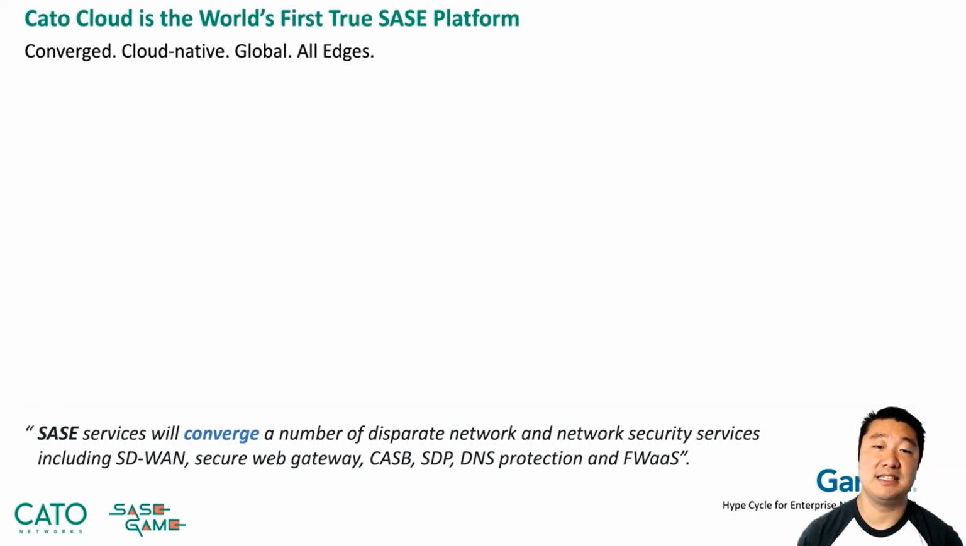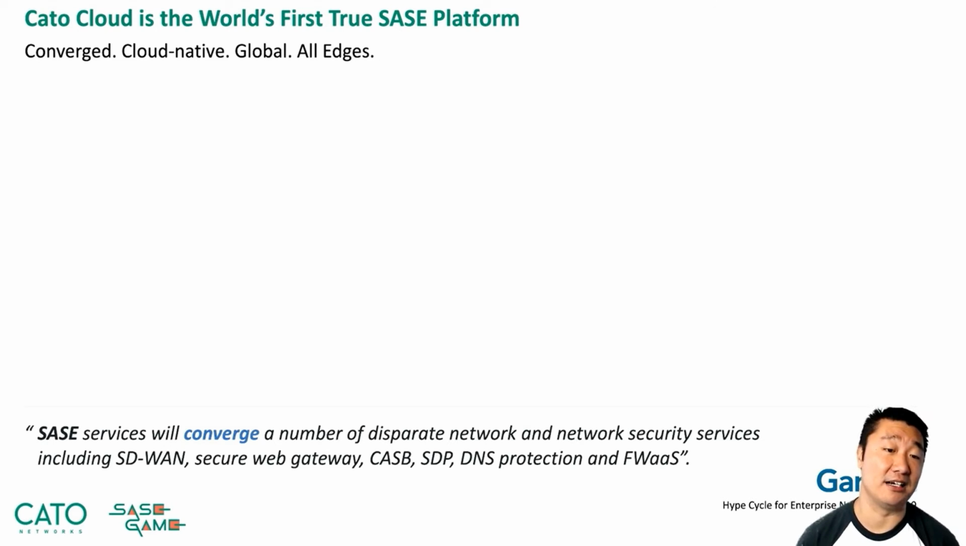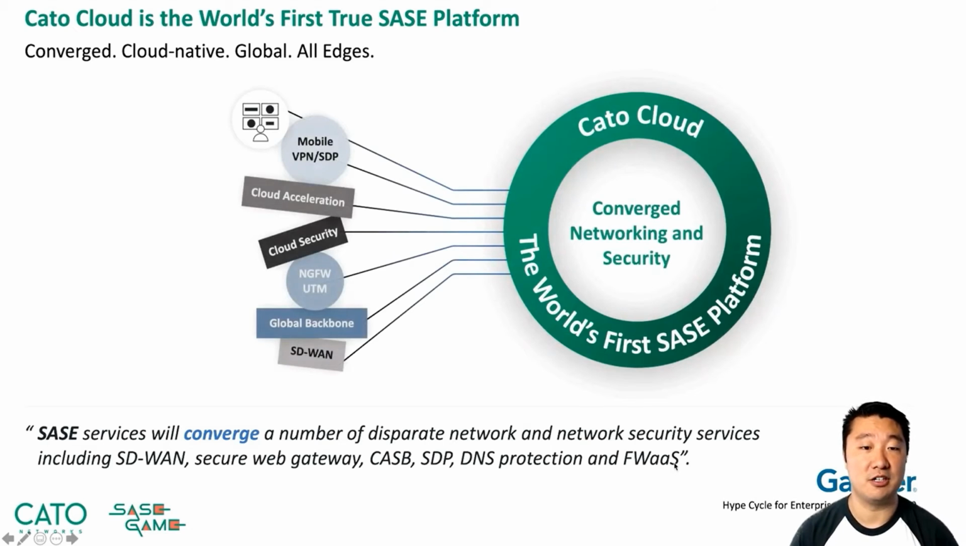Now, what capabilities does SASE converge? All the stuff that we used to buy as point solutions: SD-WAN, secure web gateway, next generation firewalls, CASB, and VPN. To deliver these capabilities to everywhere and everyone, SASE must be a global cloud service that supports all enterprise edges, branches, users, and clouds. Now, Cato is the world's first true SASE platform. Proven across hundreds of customers, Cato Cloud is a SASE solution that you can deploy today, converging all of these point solutions into a single product.